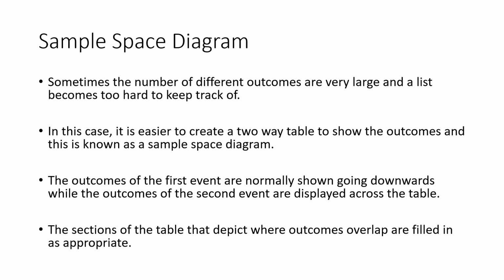However, sometimes the number of different outcomes is very large and a list will just become too hard to keep track of. When this is the case, it's easier to actually create a two-way table to show the outcomes, and this is known as a sample space diagram. The outcomes of the first event are normally shown going downwards in the table in the first column, while the outcomes of the second event are displayed across the table in the first row. You then fill in the areas underneath and to the side of each of these outcomes to show what the outcomes of both events are.